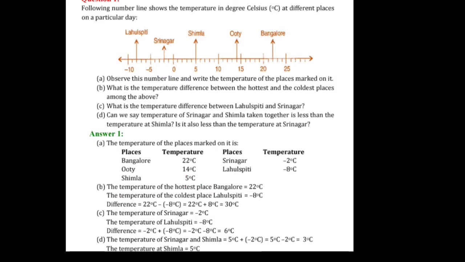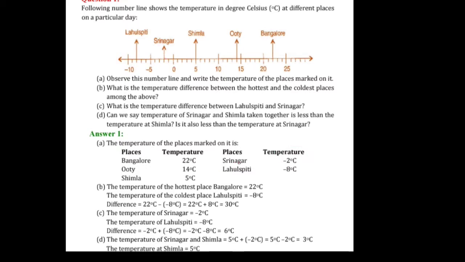Now the temperature of Srinagar is on the left side of the 0. On the left side of the 0, the first point is -1 and the second point is -2. So here it is given that the place is Srinagar and the temperature is -2 degrees Celsius.